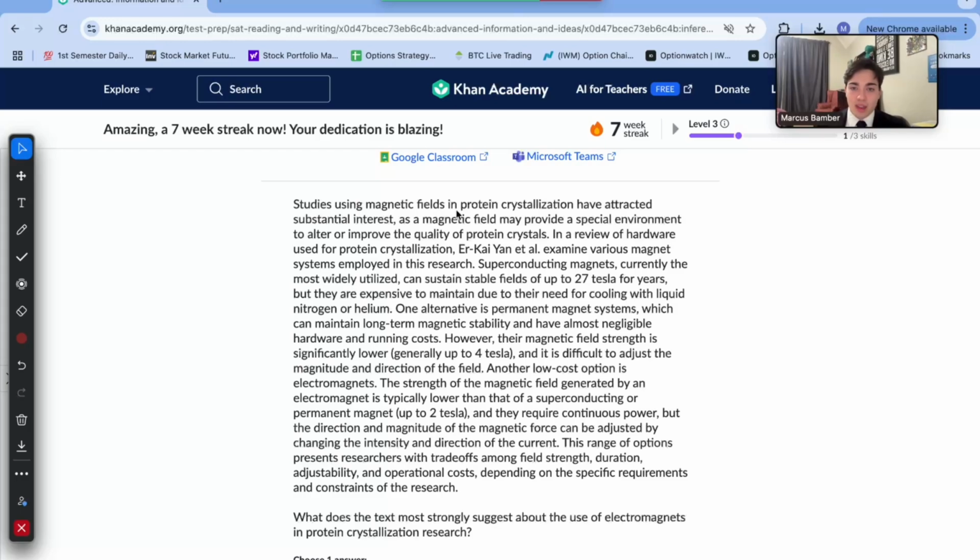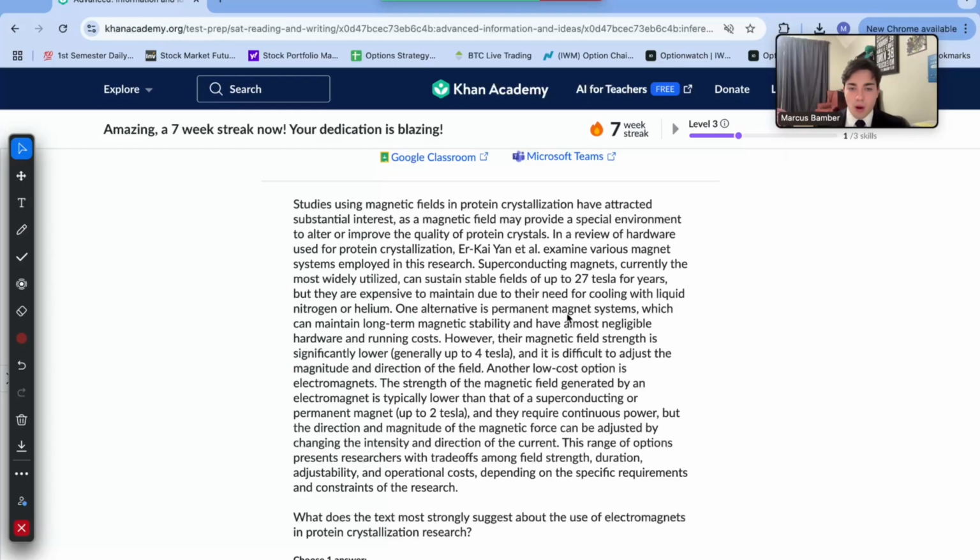Studies using magnetic fields in protein crystallization have attracted substantial interest, as a magnetic field may provide a special environment to alter or improve the quality of protein crystals. Okay, so that's what the research is going to be looking into. In a review of hardware used for protein crystallization, Erkayan et al. examine various magnet systems employed in this research. Superconducting magnets, currently the most widely utilized, can sustain stable fields of up to 27 Tesla for years, but they are expensive to maintain due to their need for cooling with liquid nitrogen or helium.